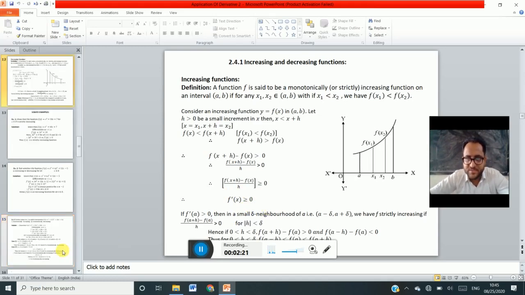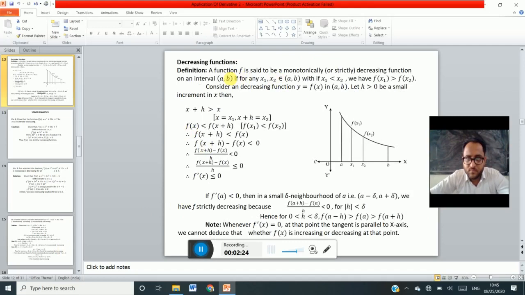On the other hand, see the decreasing function. A function f is said to be monotonically, that is strictly, decreasing in an interval AB if for any x1, x2 belongs to open interval AB with x1 less than x2, we have f of x1 greater than f of x2. See here, x1 less than x2 but f of x1 is greater than f of x2, and we get a curve like this, that is decreasing, right?